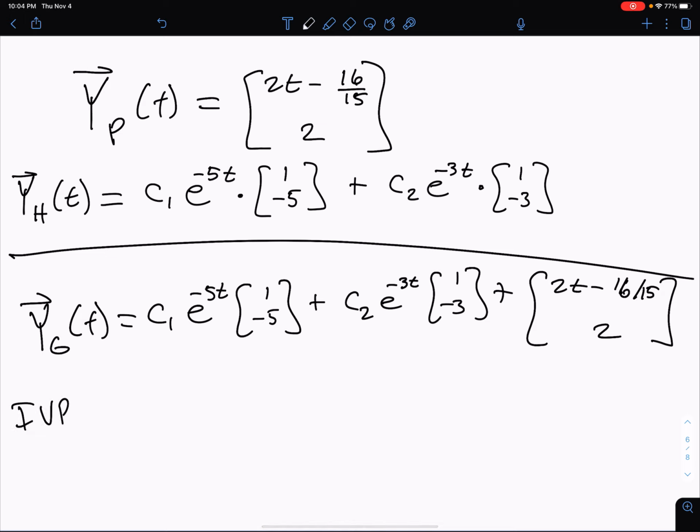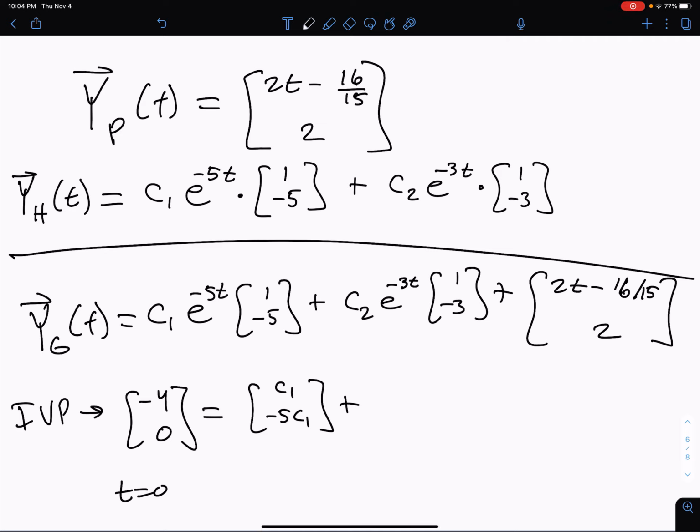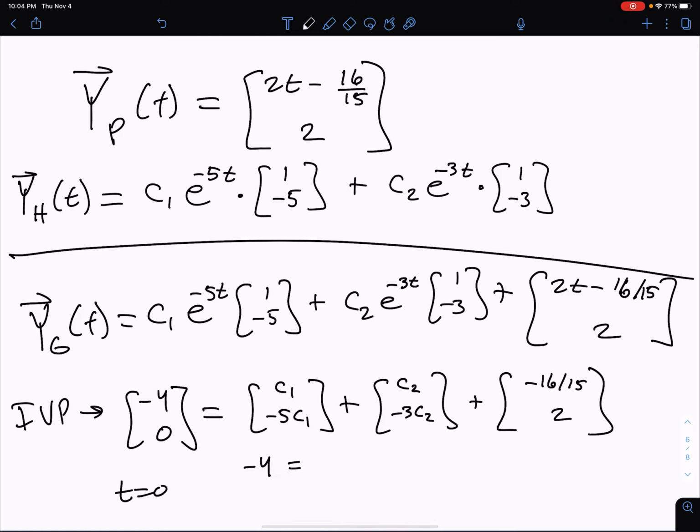And for the initial value problem, it was supposed to start at position -4, velocity 0. At time equal to 0, what do we get? We get C1 and -5 C1. We get e to the 0 is again 1, so we'll get C2 and -3 C2. And if we plug in 0, we'll get -16 over 15 and 2. And that really should just be 2 equations and 2 unknowns. And it is.